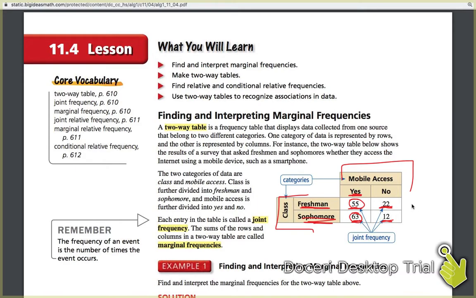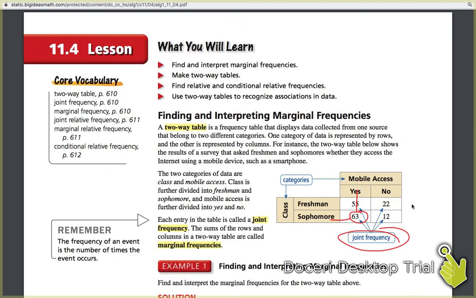So we read that by joining these two together to get 55. We join these two together to get 12. So we can join them together, which is why it's called a joint frequency. The numbers in the middle there are called joint frequencies. So all four of those are called joint frequencies, because we are joining the two data sets to get that one number.